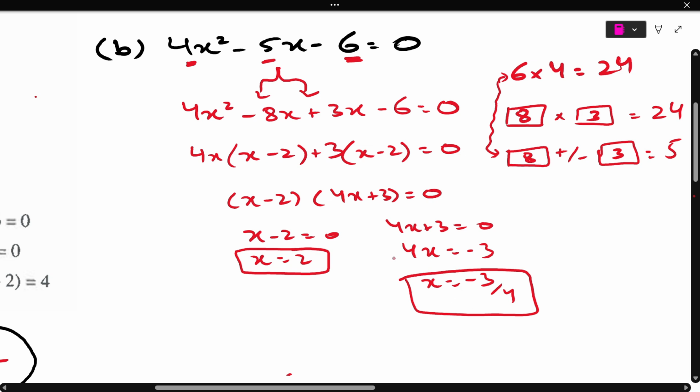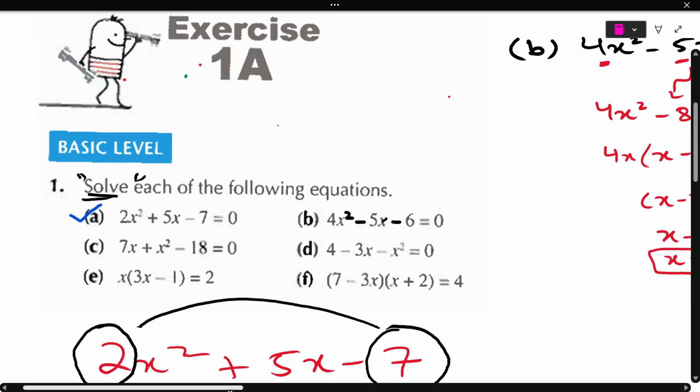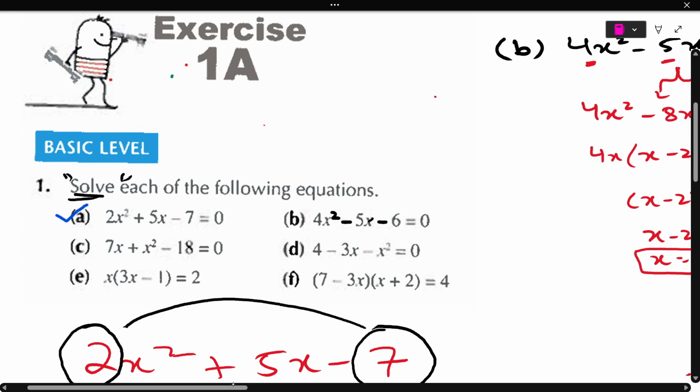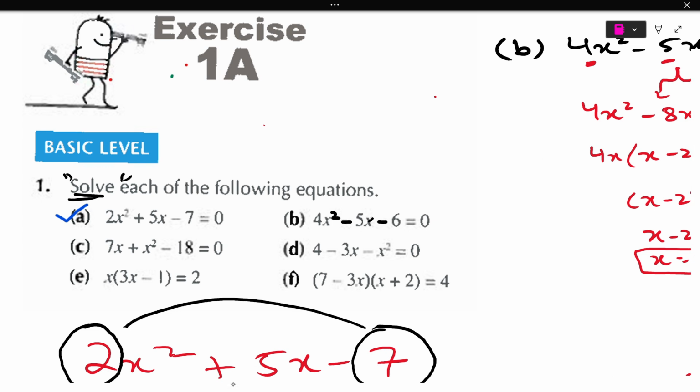That is also acceptable. Okay, so anyways, the answer is x equals 2 and x equals minus 3 over 4. Alright, so that is part number B. Now moving on to part number C. What do you see in part number C? It says 7x plus x square minus 18.